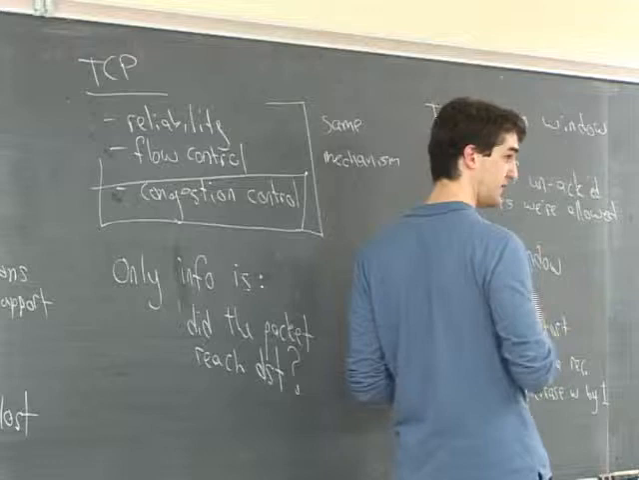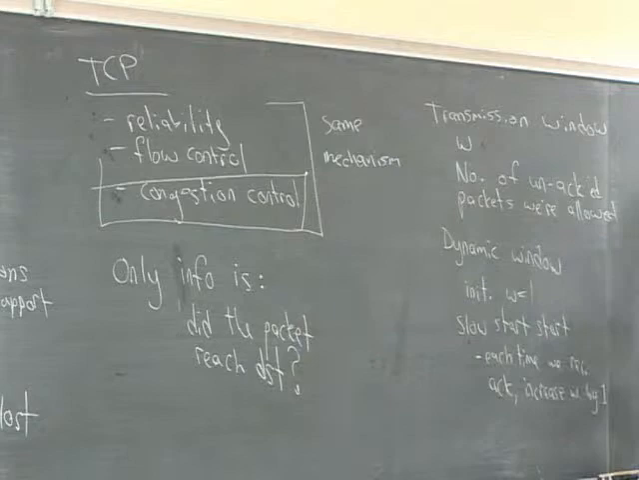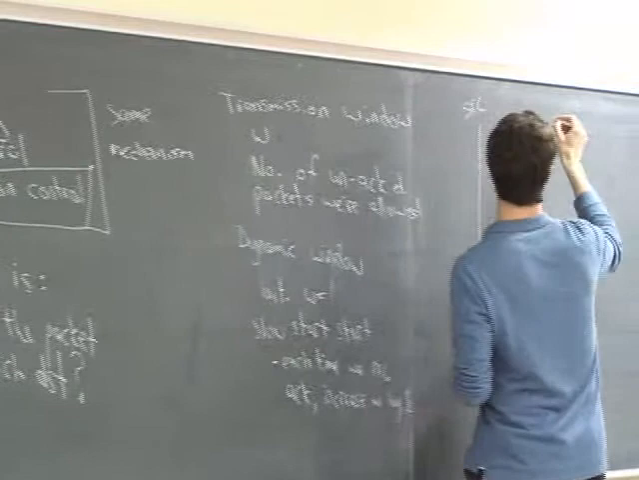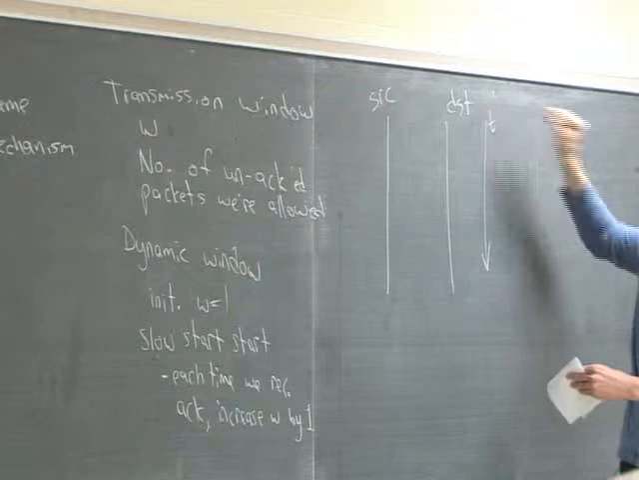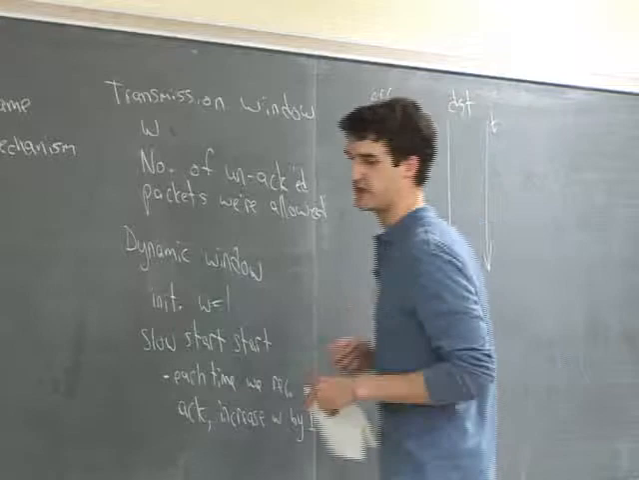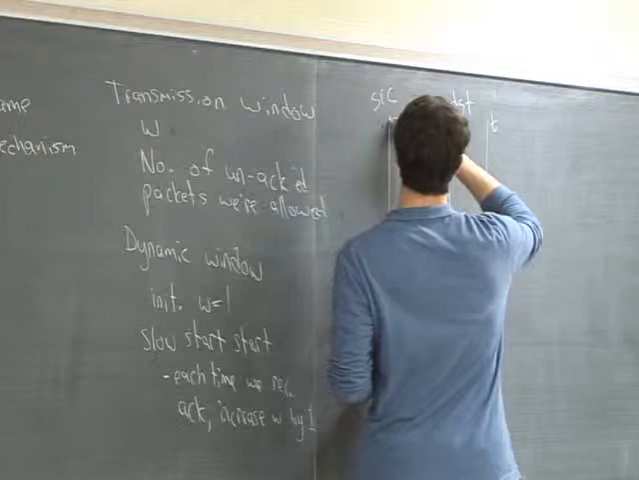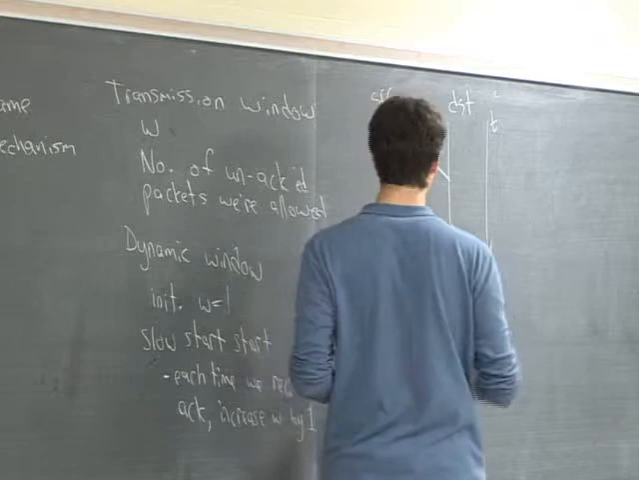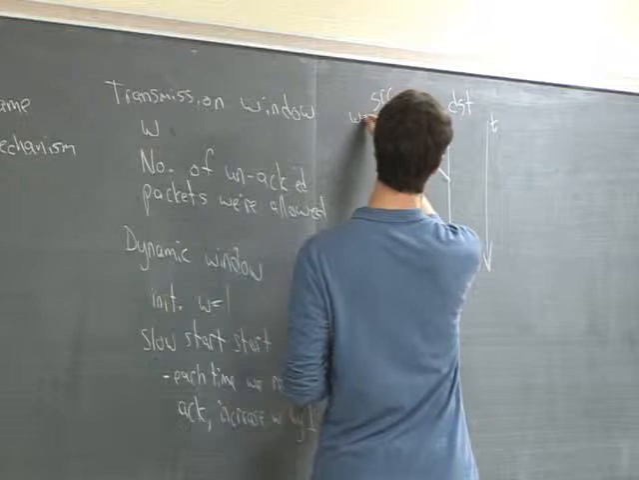Now to see this, let me draw. If you remember from last time, we have this diagram where we have our source and our destination here. Time is moving down. And we will denote sending packets by a line from the source to the destination. So in slow start, the source sends one packet, right? So our window size is one. This is the number of unacknowledged packets we can have out, and so we only have one.